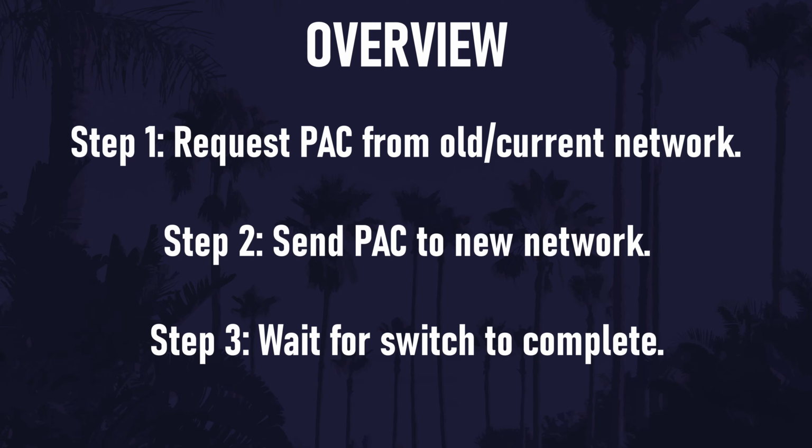The first step is to request a porting authorization code or PAC number from your old network. This is the one you're moving away from. The method to do this is fairly simple, but each network may have different ways to get it. That said, all networks have one method in common, as you can text a number to get this code. The number to text is the same for all networks.